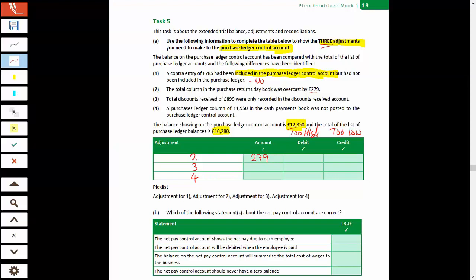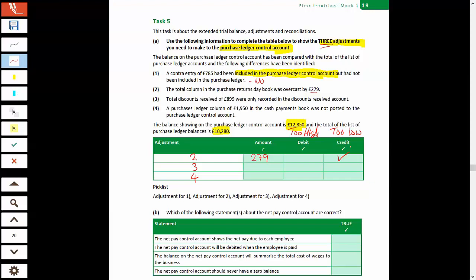So consider the original entry if you were recording the amount in that purchase returns. When we would have recorded that, as we've touched on, we'd be reducing the liability, which would be a debit entry in the purchase ledger control account. If we have put too much in, we've overcast, we need to now increase our total liability again, don't we? Because the amount we've posted is making the balance too low. So with that in mind, it has to be a credit entry to increase our total liability.